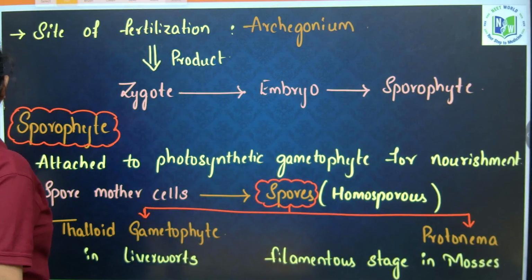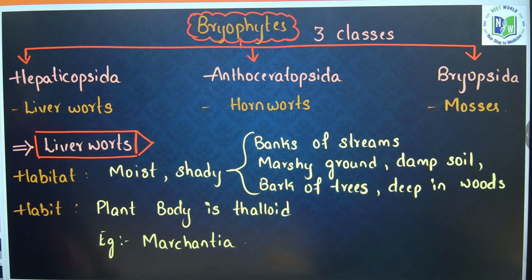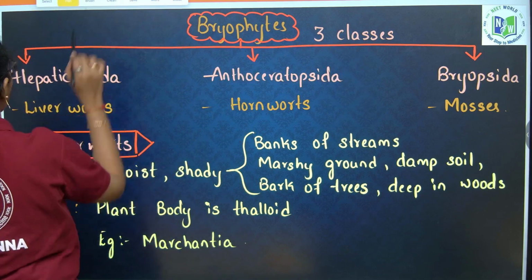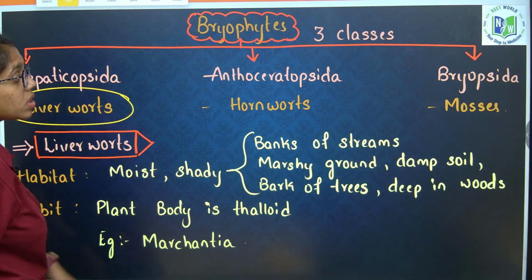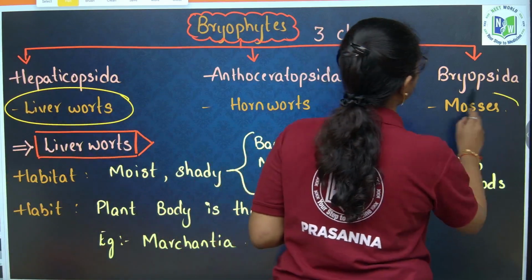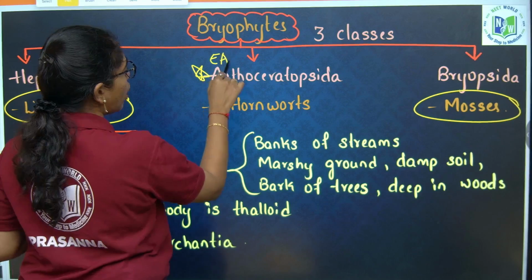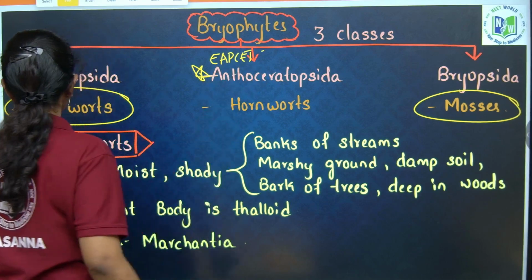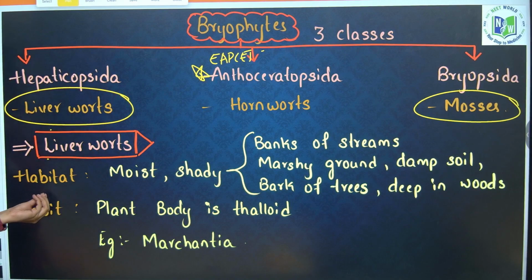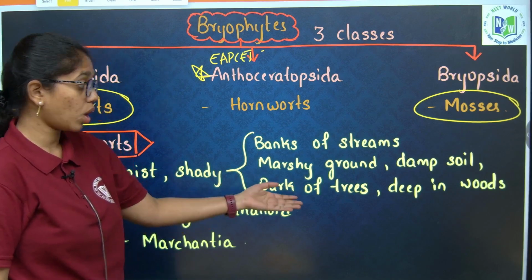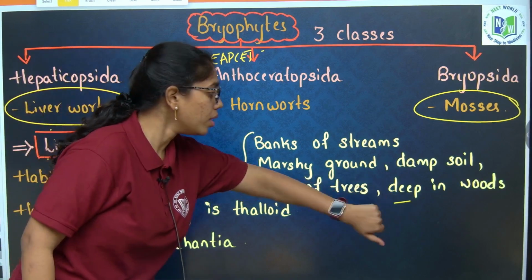Now, if you see the divisions of bryophytes, bryophytes include three classes. They are Hepaticopsida, Anthoceratopsida and Bryopsida. Under Hepaticopsida, we are going to learn liverworts, and under Bryopsida, we are going to learn mosses. Anthoceratopsida is for EAP set, not for NEET. Okay, clear beta? Now, in liverworts, the habitat is the same as we have discussed in the general characteristics of bryophytes: moist, shady places in the banks of streams, marshy grounds, damp soil, bark of trees and deep in woods.